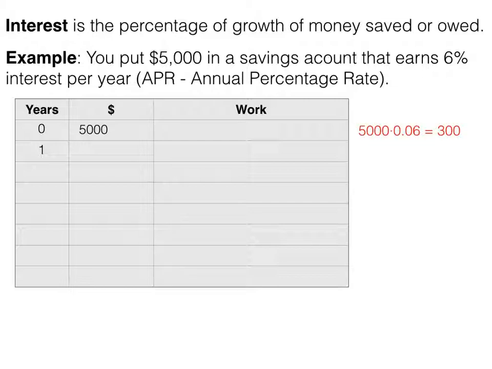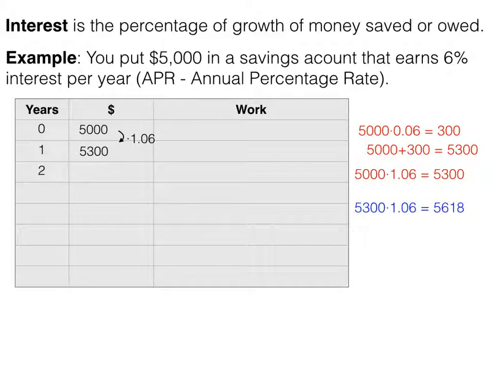Well, a lot of you like to do the two-step approach where you find 6% of 5,000 and then add that to the original 5,000 to get 5,300. Of course, it's a lot easier if you just do it all at once and say you're doing your 100% plus your 6%. So 5,000 times 1.06 still gets you your 5,300. Did it in one step. So 5,000 times 1.06 is 5,300.